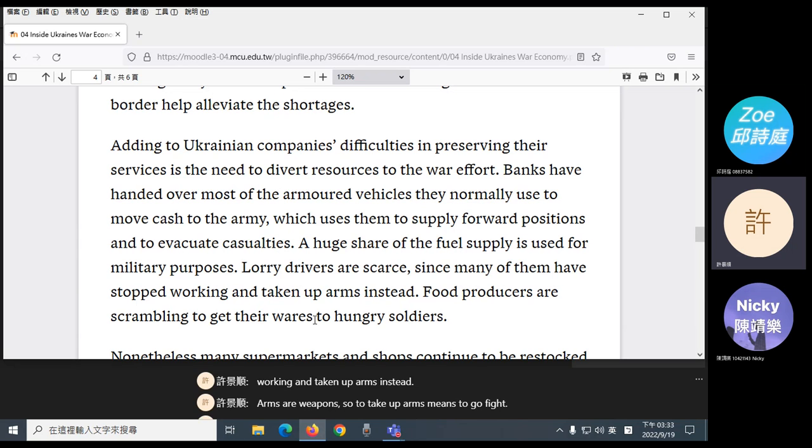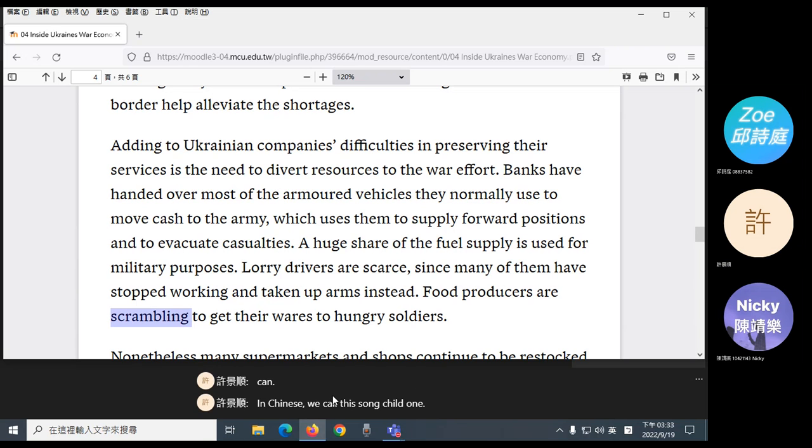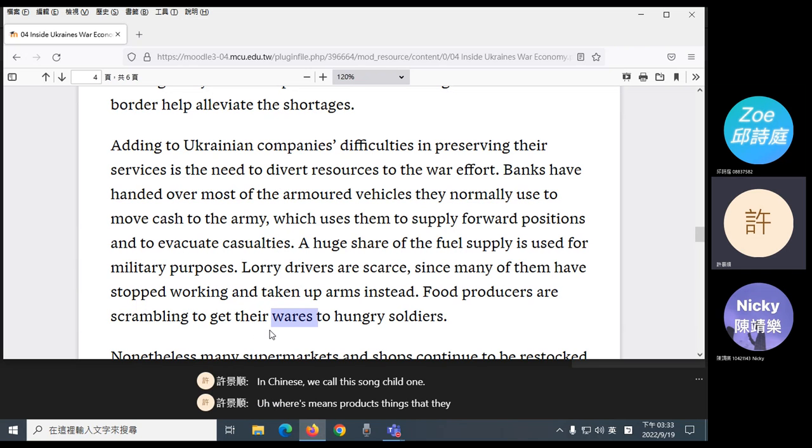Food producers are scrambling to get their wares to hungry soldiers. Here, scrambling means struggling, trying any way they can. In Chinese, we call this 手忙脚乱. Wares means products, things that they want to sell. The most common related words in English today are hardware and software. Right? These are the computer products that people can buy. Hardware is physical products. Software is virtual products.